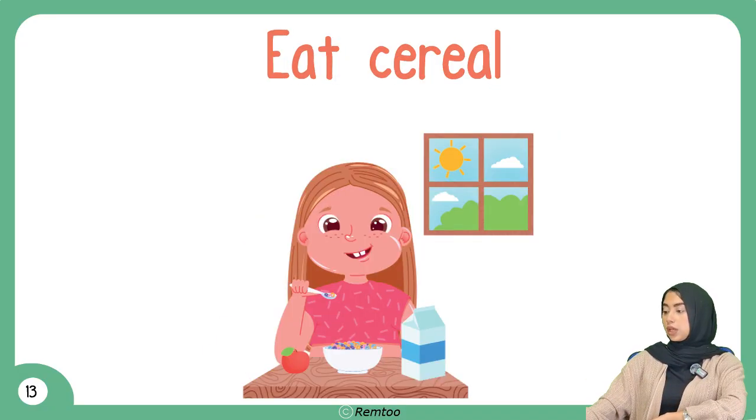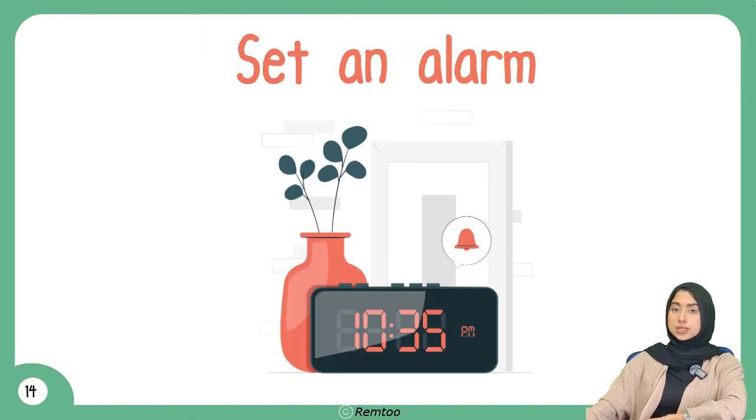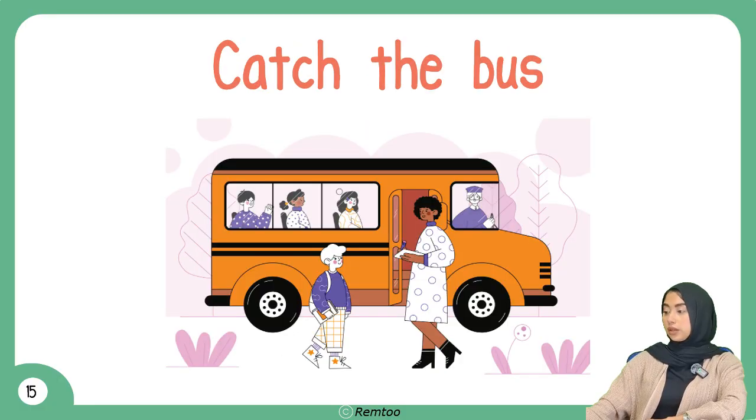Good, good. Then we have eat cereal. Eat cereal. Okay, for example, Sarah likes to eat cereal every day. All right, set an alarm. Set an alarm. Good job. It means to make your alarm ready, to ring in the morning, just to wake you up. Okay, yeah. Then we have catch the bus. Catch the bus. Yeah. So for example, Ali catches the bus every day to go to school.